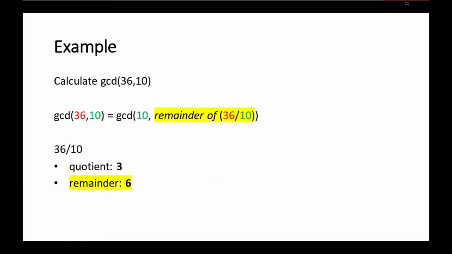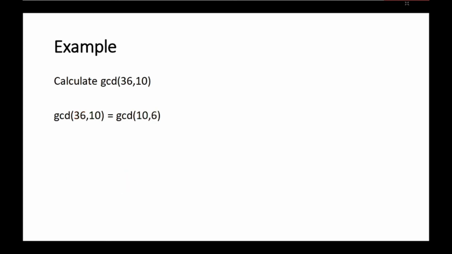Now we can replace the highlighted part in the equation with the remainder that we've just found, such that we get a GCD of 10 and 6. So now we found that the GCD of 36 and 10 equals the GCD of 10 and 6. So we can find the GCD of 10 and 6 to find the answer. But how do we do that? Well, we can use the same rule that we've used before.